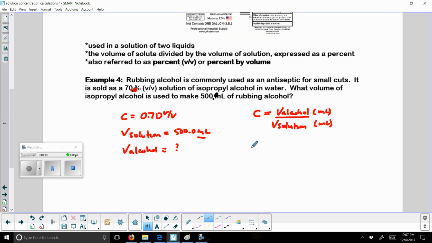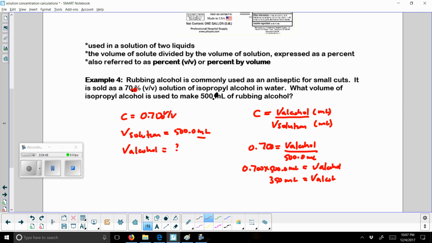So what we know is this. We know that my solution is 0.70, so 70%. I don't know the volume of the alcohol, so I'm going to leave that there. I do know the overall volume of the solution is 500.0 milliliters. I actually have an extra significant digit here too. Now we're going to simply solve. 0.700 times 500 milliliters gives me the volume of the alcohol that I need. With a little bit of simple math, you end up with 350 milliliters of alcohol required.